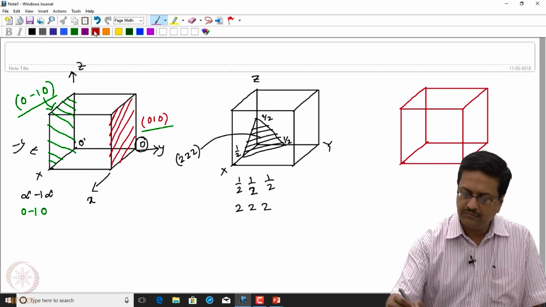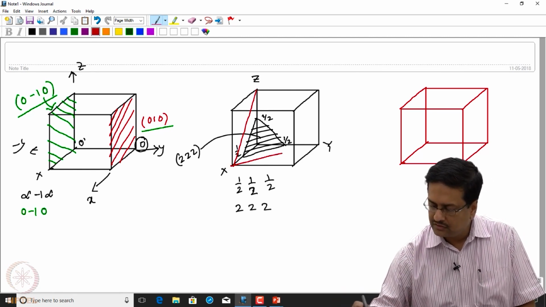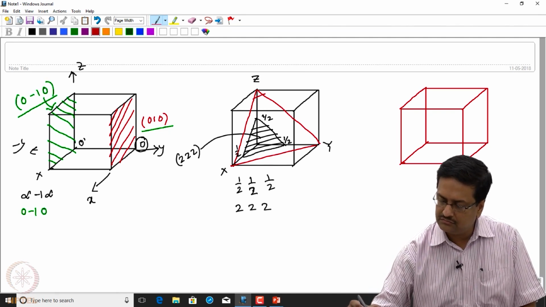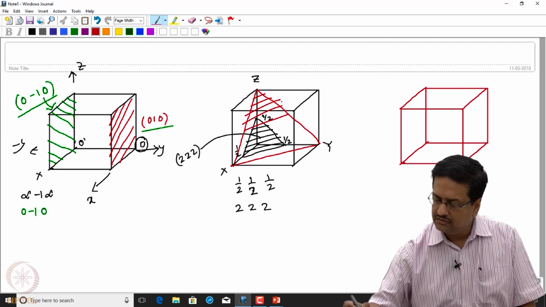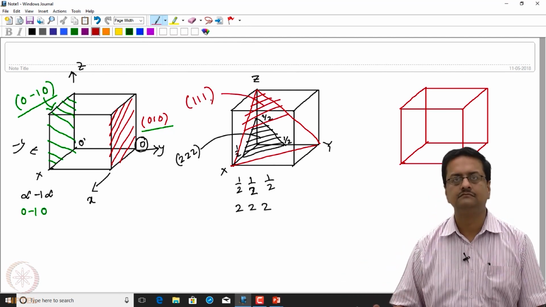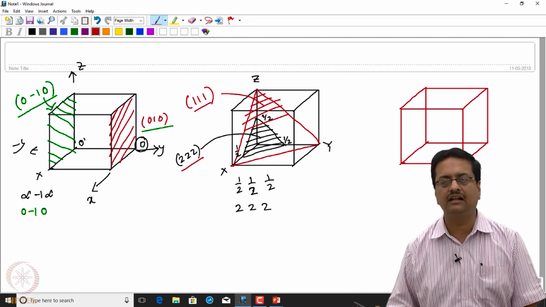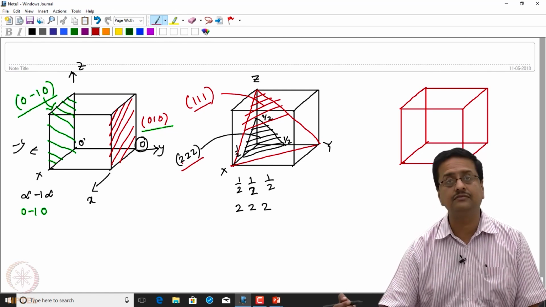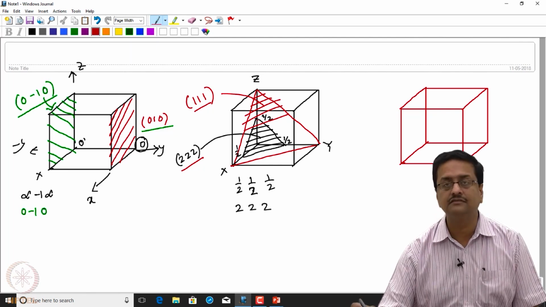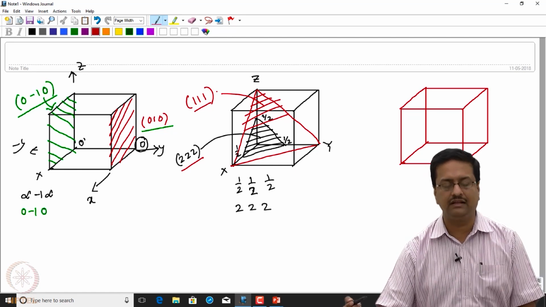Now if you remember, the plane which was like this, connecting the three diagonals, three corners, that plane we designated as 1, 1, 1. You see now the 1, 1, 1 and 2, 2, 2 are a set of parallel planes, but they are different. The plane 2, 2, 2 covers a smaller area inside the unit cell compared to the area covered by the 1, 1, 1 plane.